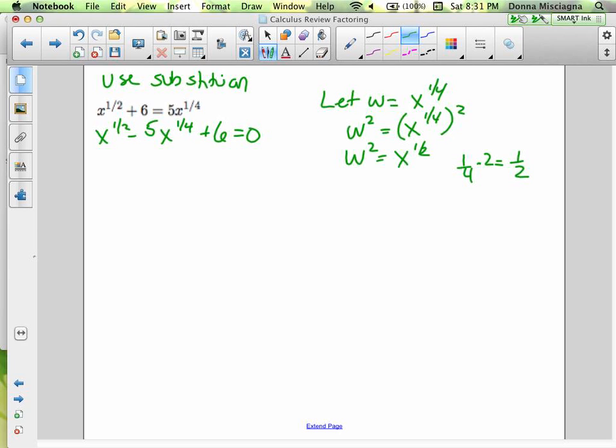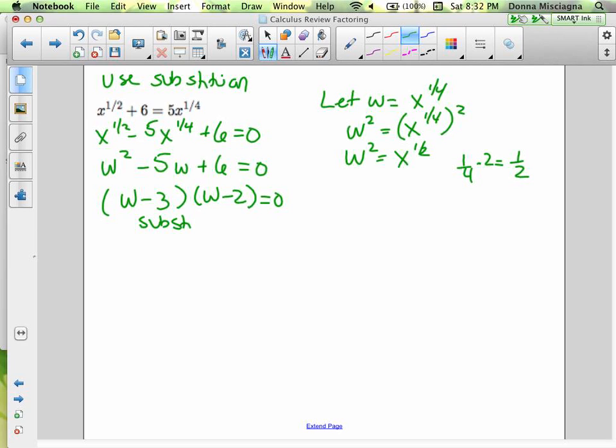Now we've got W squared minus 5W plus 6 equals 0. Multiplies to give us 6, adds to give us -5. That's going to be 3 and 2. So W minus 3 times W minus 2. Got to substitute back. This is much nicer having one problem per page. And so that's x to the 1/4 minus 3, x to the 1/4 minus 2 equals 0.